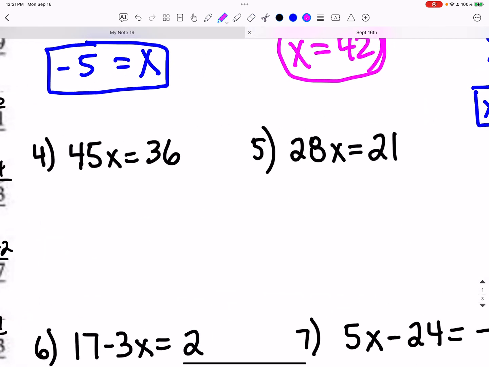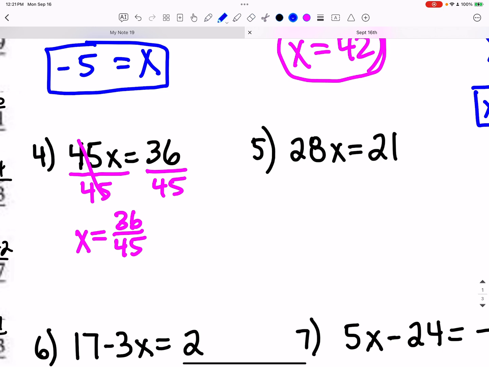All right, here we go. Got to kill the 45. It's touching our letter. Kill the 45. Dead. X equals 36/45. If you left it like that, you're not right. You have to know that 36 is 9 times 4, and 45 is 9 times 5. Dead, dead. X equals 4/5.